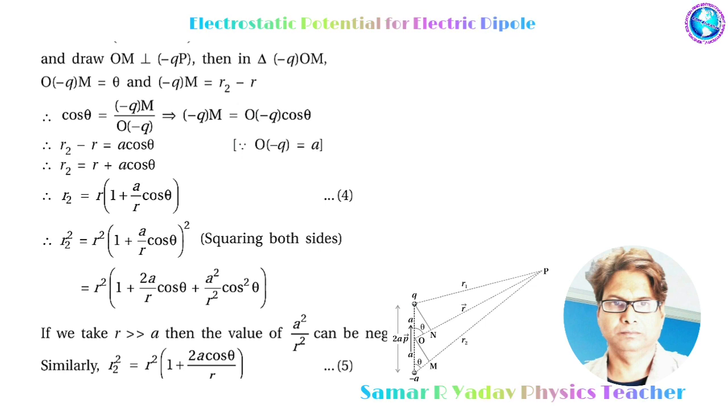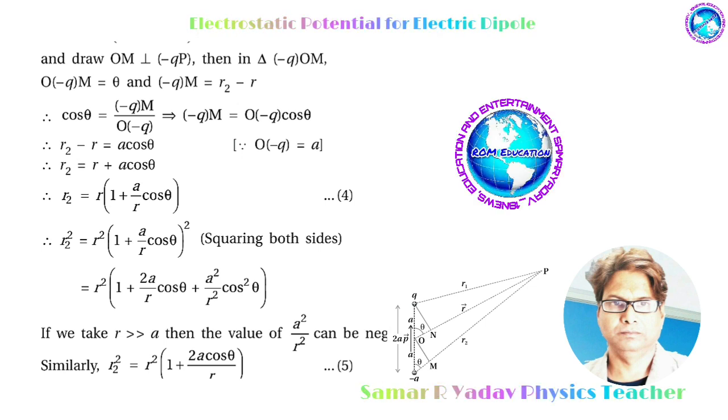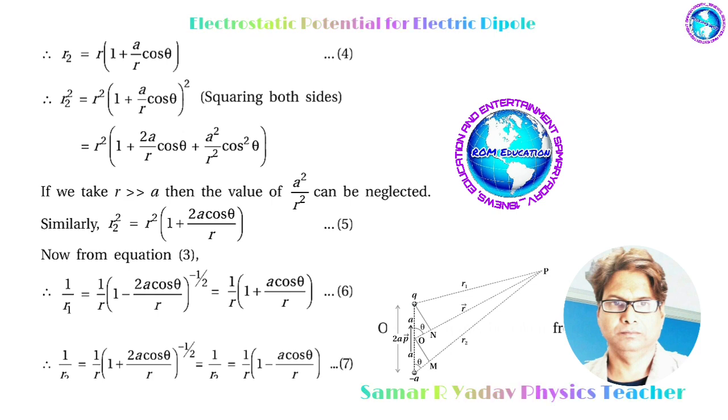Therefore r2 squared = r squared (1 + (a/r) cos theta) squared = r squared (1 + 2a/r cos theta + a squared/r squared cos squared theta). If we take r greater than a, then the value of a squared/r squared can be neglected. Similarly r2 squared = r squared (1 + 2a cos theta/r), equation 5.